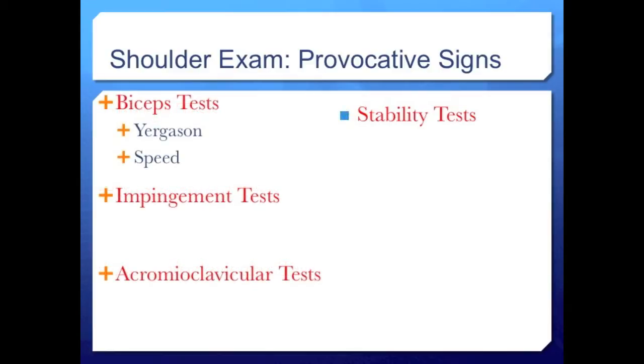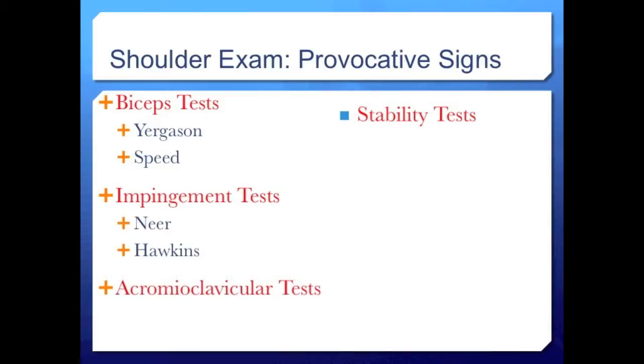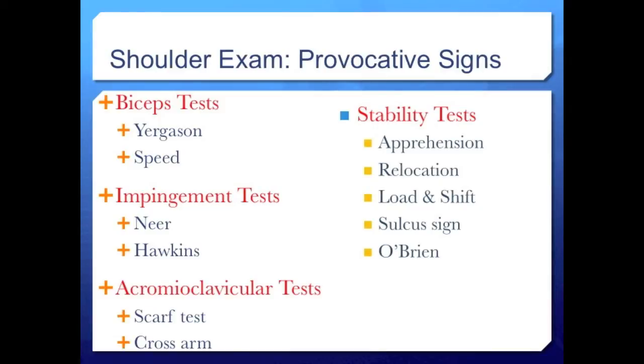The two biceps tests are Yergason's and Speed's. The two impingement tests are Neer's and Hawkins. The acromioclavicular tests are the scarf test and the cross-arm test. And finally, the stability tests include Apprehension, Relocation, Load and Shift, Sulcus Sign, and O'Brien's.